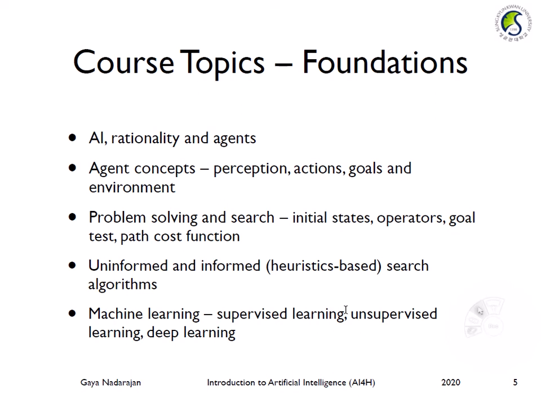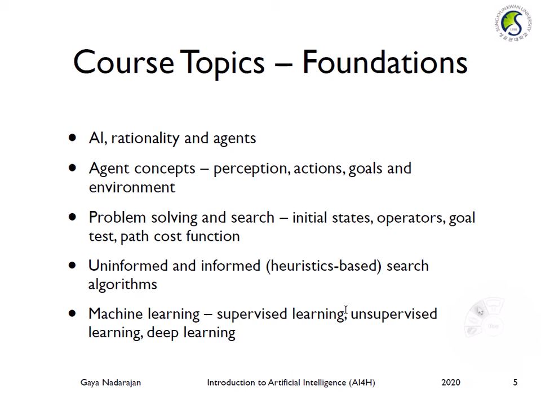So let's look a little bit further. Let's go through those concepts in slightly more detail. All these foundations of AI are going to include concepts such as AI, rationality, and agents. And then we're going to have concepts to do with agents, like perceptions, actions, goals, and environment.